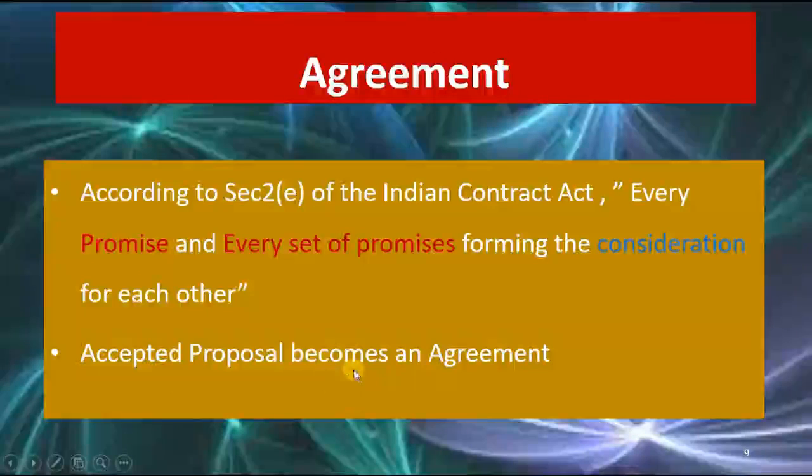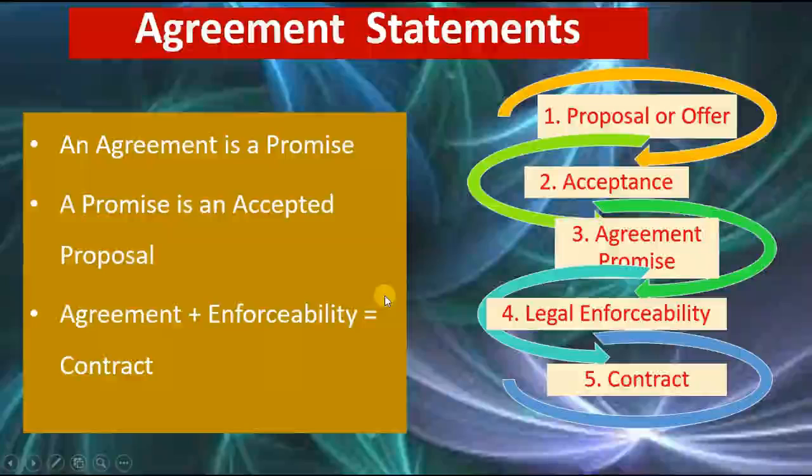And the second one, accepted proposal becomes an agreement. That we have seen in the previous case, proposal plus acceptance will become an agreement. So there are some statements regarding agreements and contracts that are again related to elements of contract. An agreement is a promise. Of course, an agreement is a promise. A promise is an accepted proposal. Promise means again acceptance plus proposal. Agreement and promise are synonyms, and promise means proposal plus acceptance.